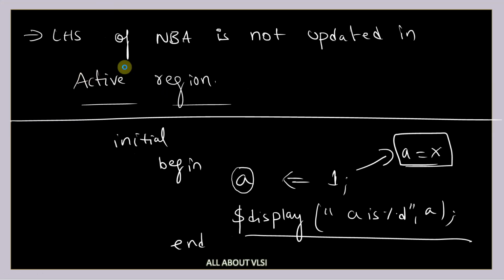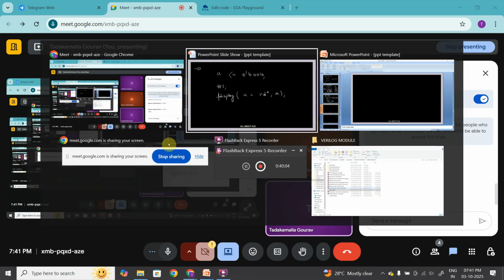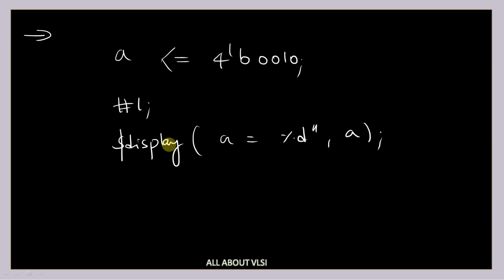Now, let us try to understand one more case. What we are writing is A non-blocking assignment of 4'b0010, and #1 $display. We are printing the value of A is equal to %d, comma A. Now, what will be the value of A that will be printed? Can anyone tell me whether it is unknown or whether it is 0010? Think about it.